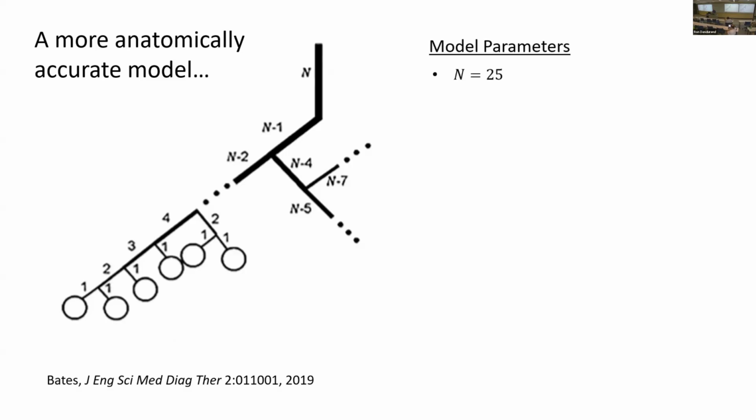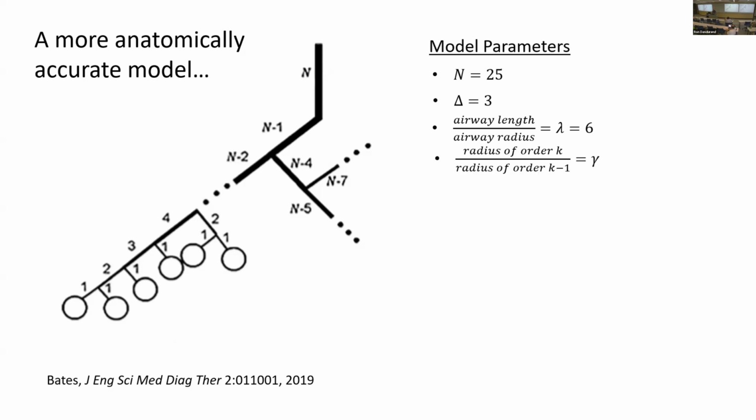So the parameters of this model are the total number of airway orders, the delta that I just described, and a fixed ratio of airway length to radius, which is 6, which is about right with the literature. An airway of order K minus 1 is smaller than an airway of order K, so going up in order, by a fixed fraction of gamma, which is about 0.85. So it's a geometric scaling of the airways. They're getting smaller by the same fraction as you go down.